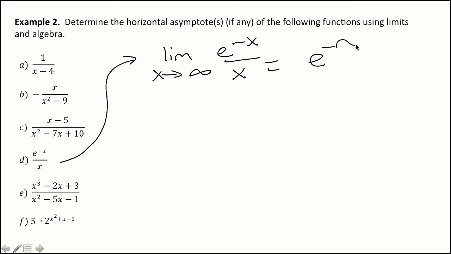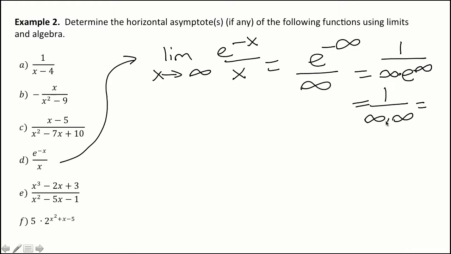Okay, so you're going to have e to the negative infinity over infinity. Okay, remember what this is. Remember what the negative exponent tells you. The negative exponent tells you that you're going to flip the position of the exponential function, right? So this is going to flip down to the denominator. So we have 1 over infinity, and then we have e to the infinity. E to the infinity is just infinity, because the e gets bigger and bigger. So we have 1 over infinity times infinity. Remember we said infinity times infinity is just infinity. And 1 over infinity, remember a constant over infinity is 0. So this limit is 0. Okay, so we have a horizontal asymptote at y equals 0.